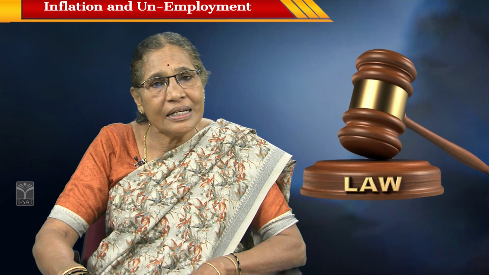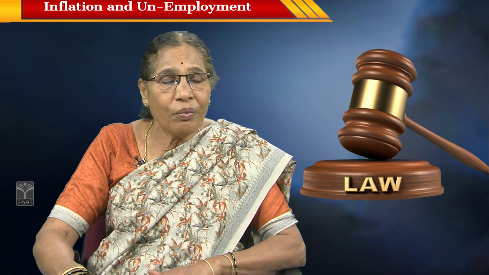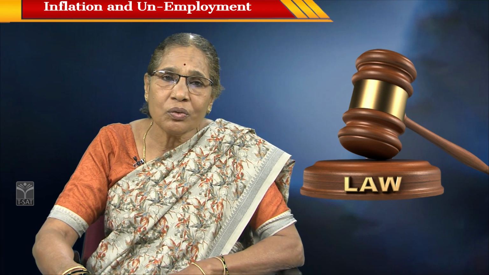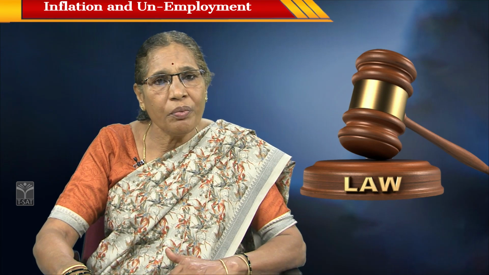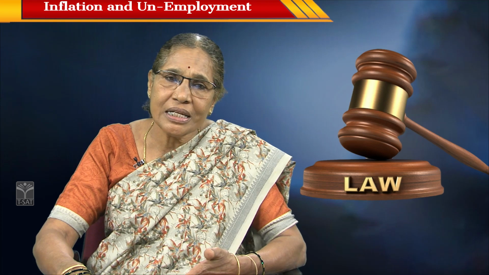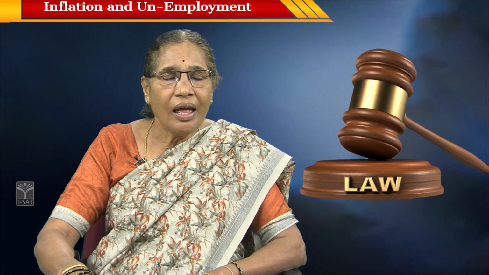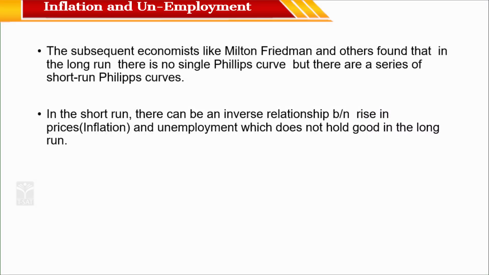And that was related to the long period analysis, whereas Phillips' analysis was referring to the short period, as we will look into the details of how it happens in the short period and how it changes in the long period. As I mentioned, subsequent economists, especially Milton Friedman and others, found that in the long run there is no single Phillips curve, but a series of short period Phillips curves which undergo changes related to the aggregate demand function as well as the aggregate supply function.